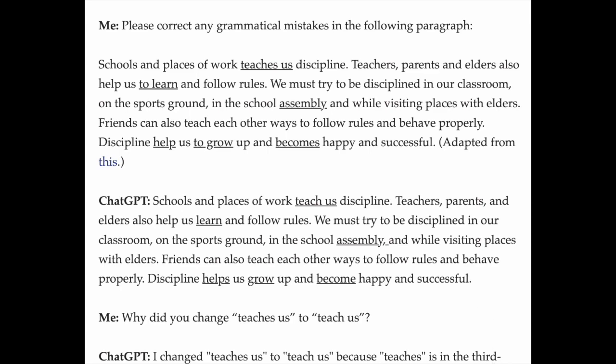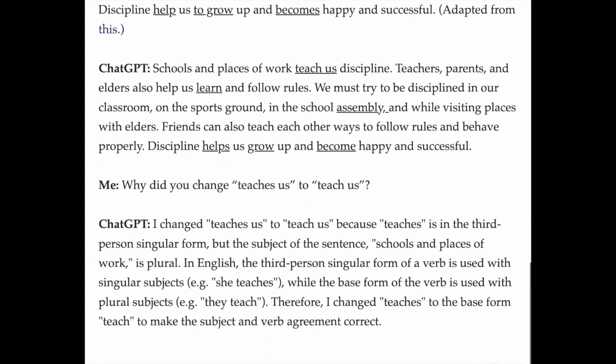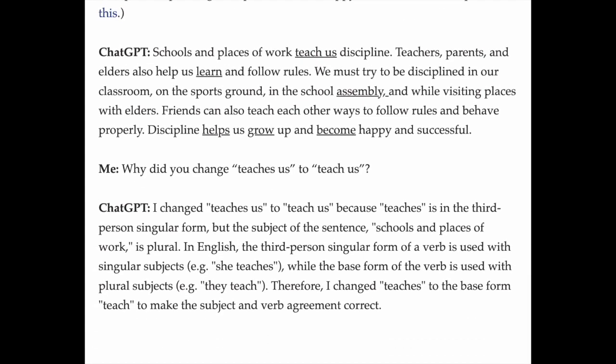So I asked about the first one on the first line. Why did you change "teaches us" to "teach us"? And this explanation is okay. I changed "teaches us" to "teach us" because "teaches" is the third person singular form, but the subject of the sentence, schools and places of work, is plural. Okay, so that's a correct explanation.